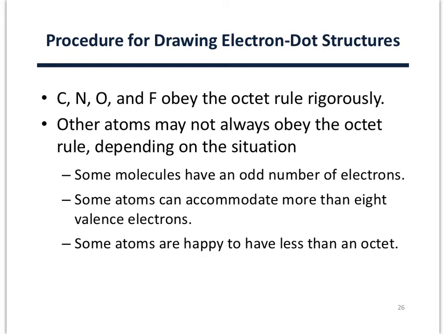Some molecules also have an odd number of electrons. Those are called radicals, and you'll experience those a lot in your organic chemistry classes. We won't focus on those in this class, but we will see several examples of molecules with what we call an expanded octet, as well as those that have an incomplete octet. But always keep in mind that in this class, if you draw a structure that has carbon, nitrogen, oxygen, or fluorine without an octet, then it is incorrect.